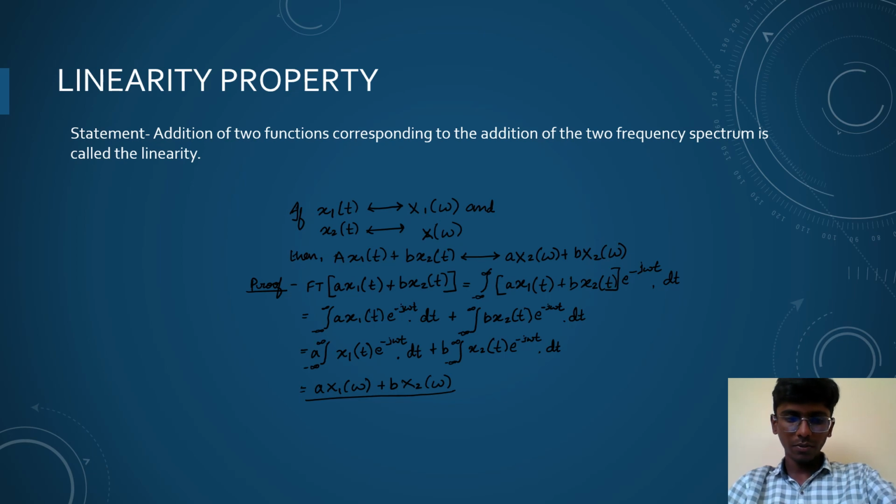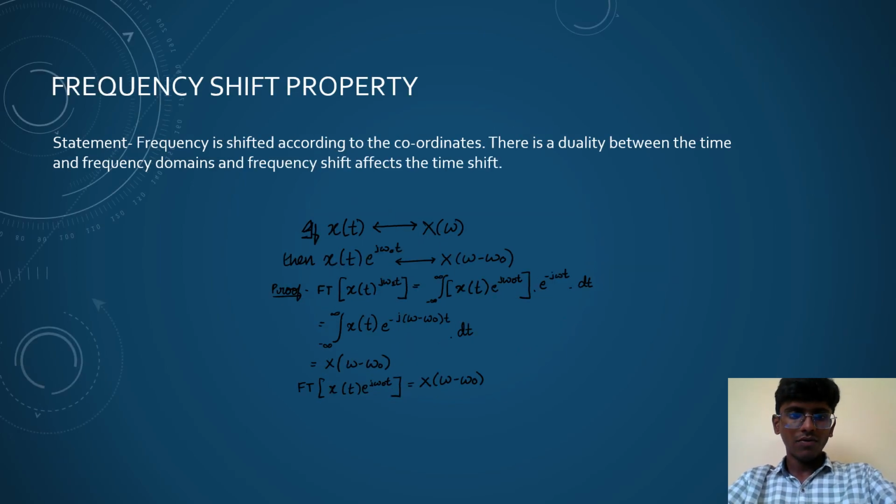Moving on to the next property, frequency shift property. The statement states that the frequency is shifted according to the coordinates. There is a duality between the time and frequency domains, and frequency shift affects the time shift.